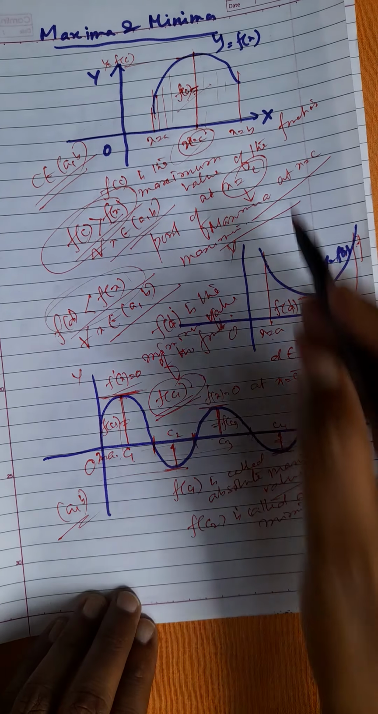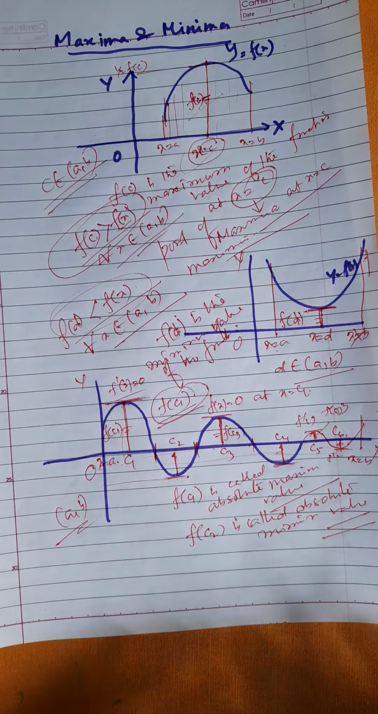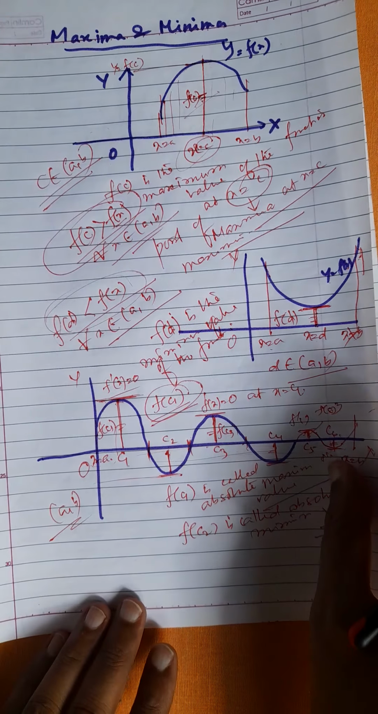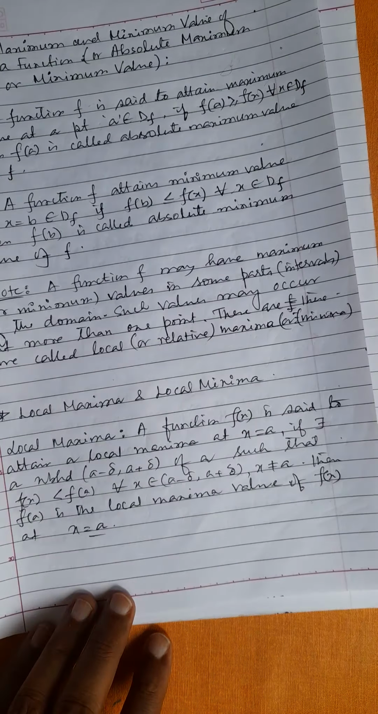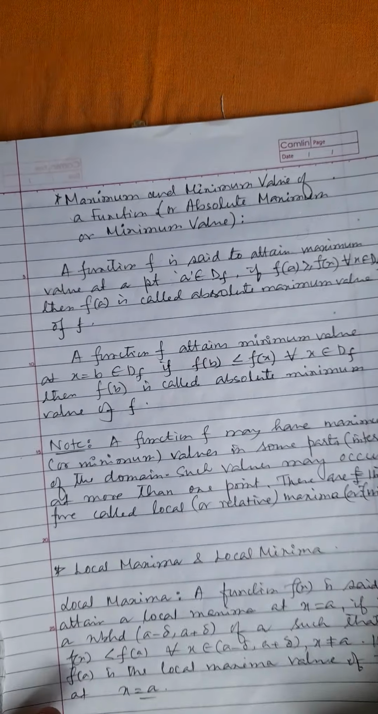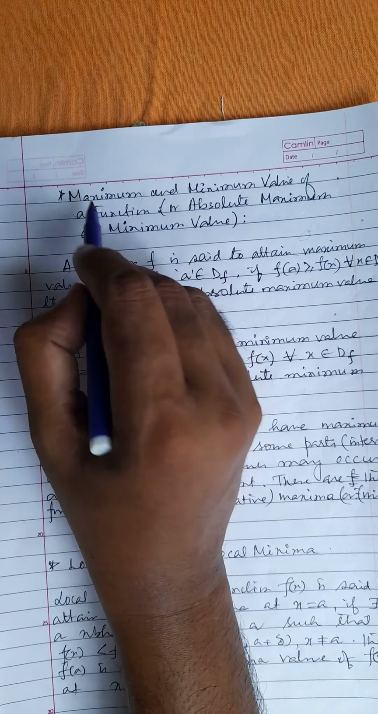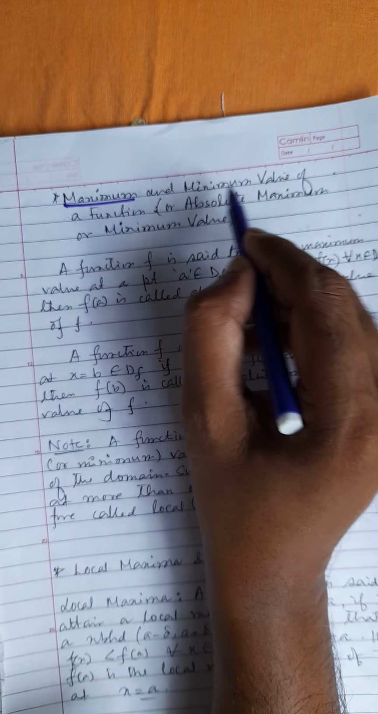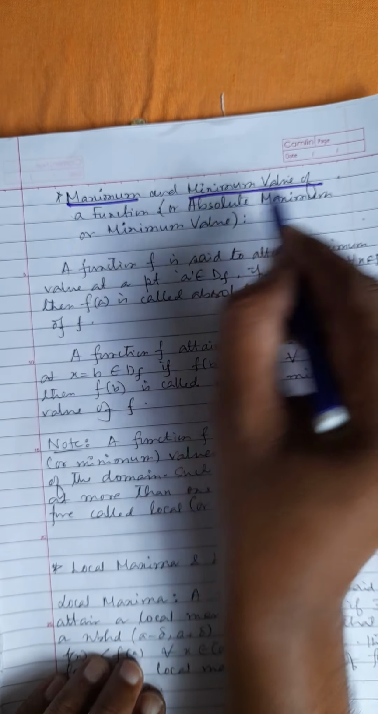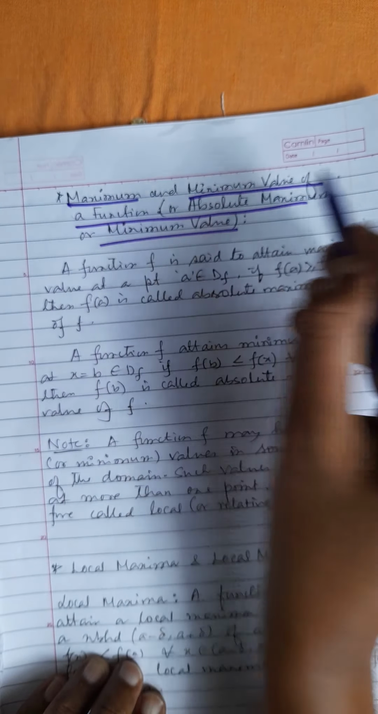Okay. Now this is the basic thing. Now we will get into the details. See, what will we get in the details? The maximum value and minimum value. So what is this? Maximum and minimum. What is maximum, minimum? Maximum and minimum value of a function. Whatever I told, we will discuss now here.